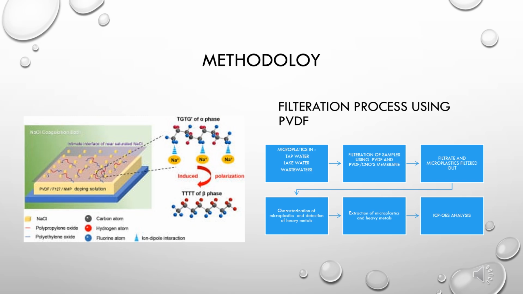And then this leads to the filtrate and microplastics being filtered out. After being filtered out, they are categorized as heavy metals and microplastics. And after being detected, they're then extracted from our water, and we verify this by ICP-MS analysis and reverse osmosis.